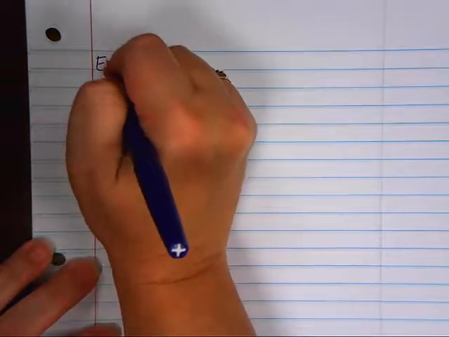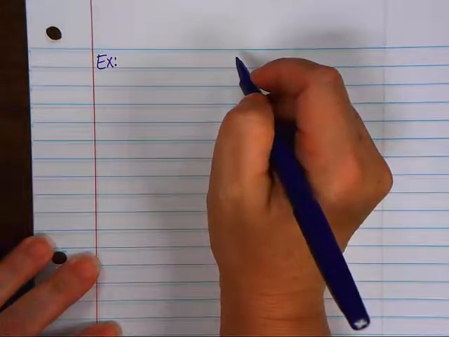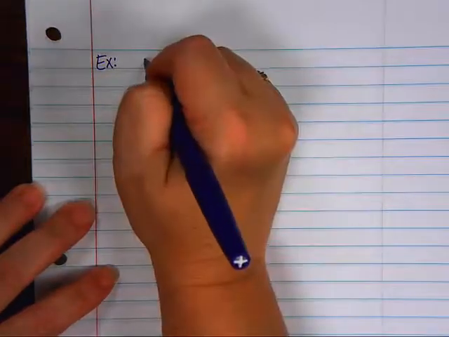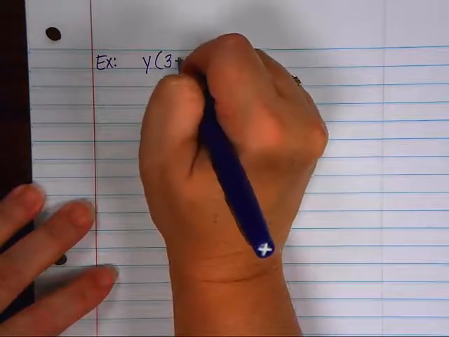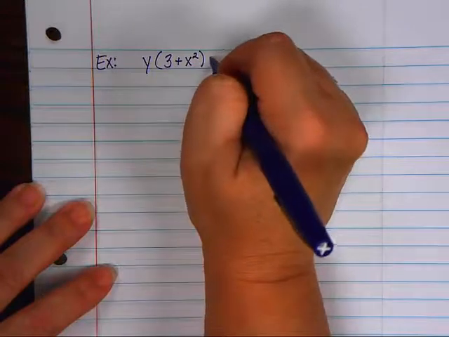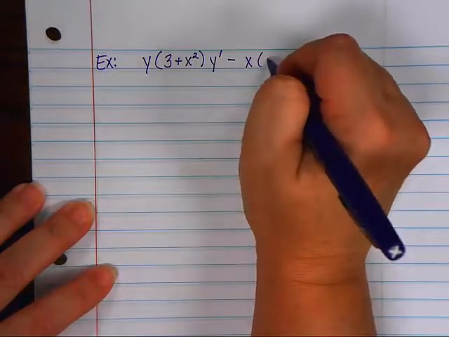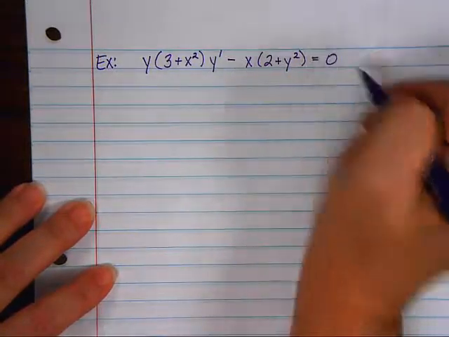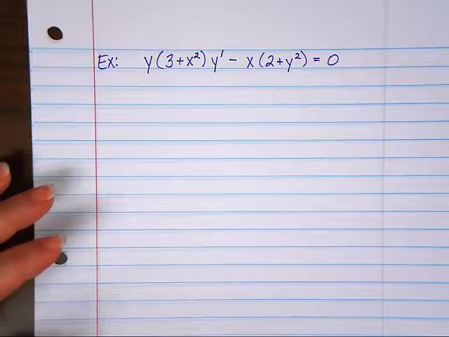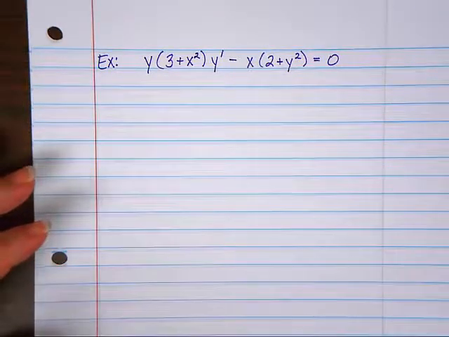The last example is as follows. It's kind of long. This mimics the hardest question on that worksheet that you have. Here's what it looks like: y(3 + x²)y′ − x(2 + y²) = 0. That looks a lot longer than anything I've done so far.